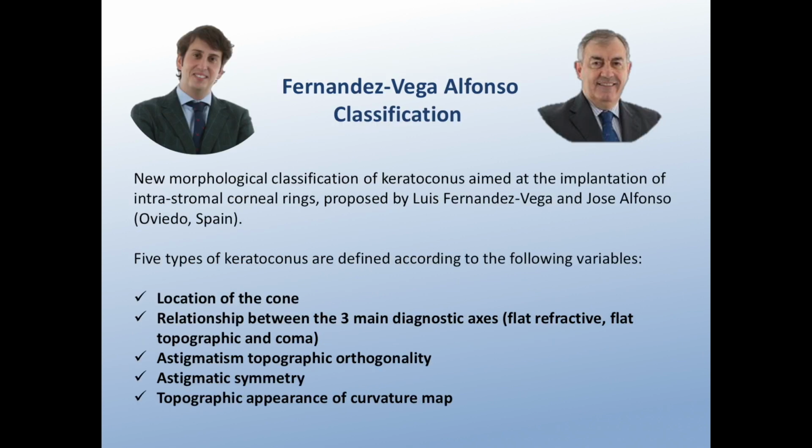The new morphological classification of keratoconus allows the implantation of intrastromal rings and is proposed by Luis Fernandez-Vega and Jose Alfonso of the University of Oviedo in Spain. Basically, there are 5 types of keratoconus that are defined by some variables. First of all, where is the cone located? Then, it is very important to understand the relationship among the 3 axes: flat refractive, flat topographic, and coma. Finally, it is important to understand the astigmatism, topographic orthogonality, and symmetry, and the topographic appearance of the curvature map.